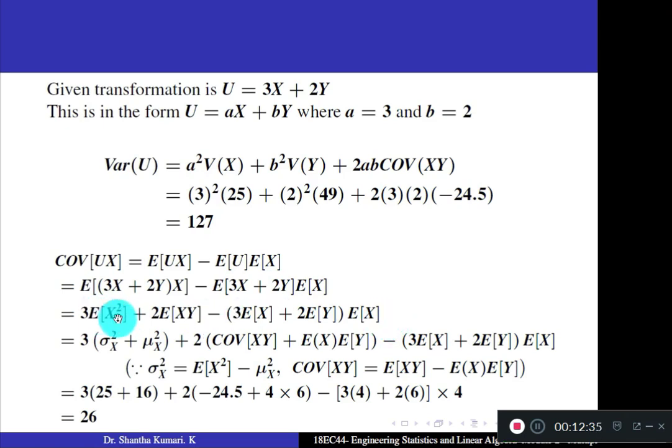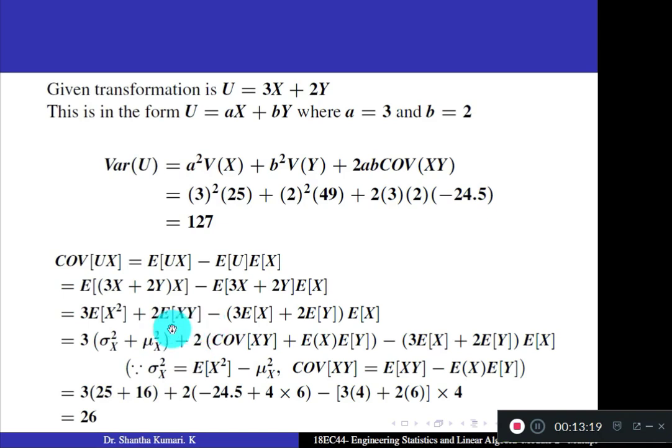Now once again, expectation of x square is not known. But what is the relationship between expectation of x square and variance? Recall the formula. Variance of x is given by expectation of x square minus expectation of x whole square. Use the same formula, rearrange the terms. Expectation of x square can be written as variance of x plus mu x square. So remember, I used this formula: sigma square x equal to expectation of x square minus mu x square. You studied this already. So rearrange the terms. So expectation of x square becomes sigma x square plus mu x square.